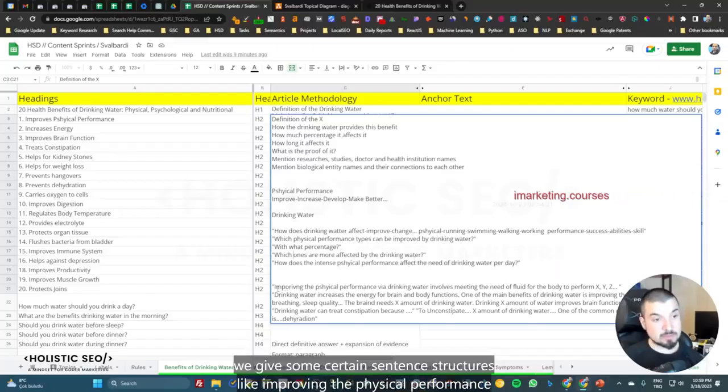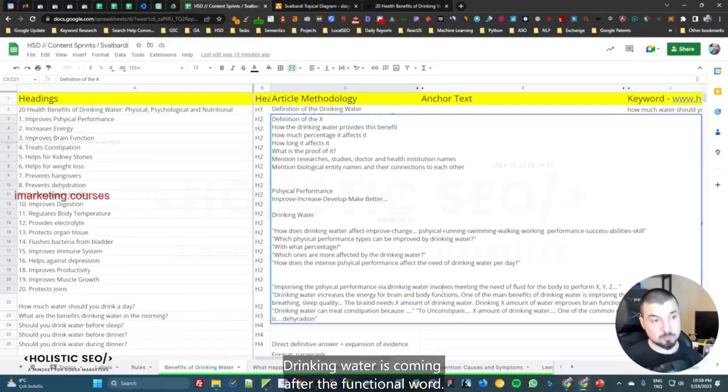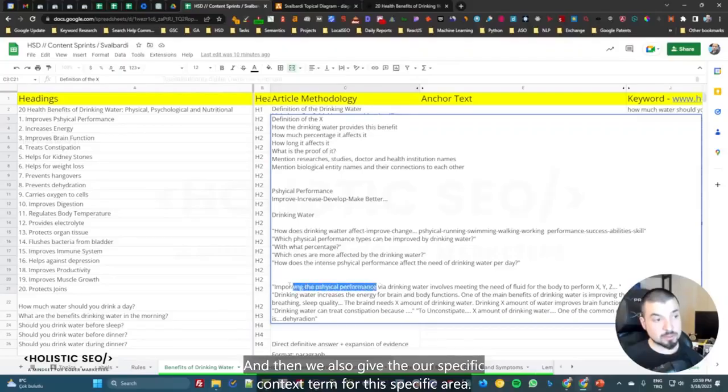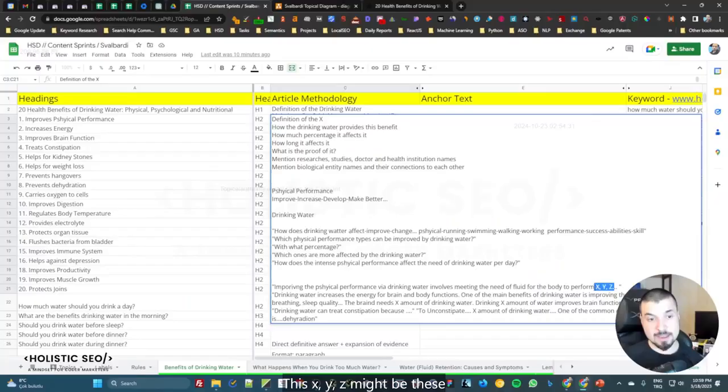And in this area, we give some certain sentence structures like improving the physical performance via drinking water. And this section is important. Drinking water is coming after the functional word, and then we also give the specific context term for this specific area. Then involves meeting the need of the fluid for the body to perform XYZ. This XYZ might be these, for instance. I usually use these type of variables.